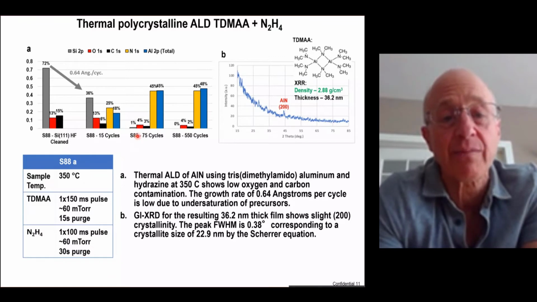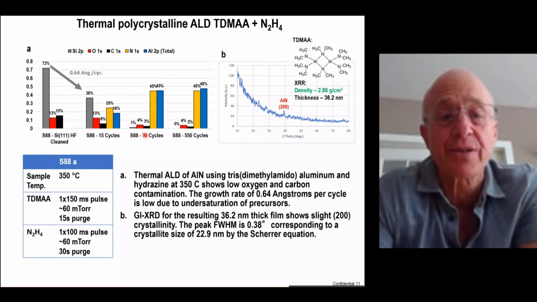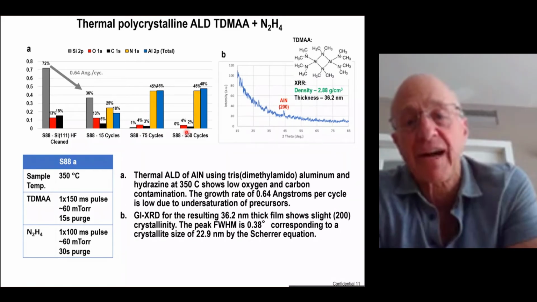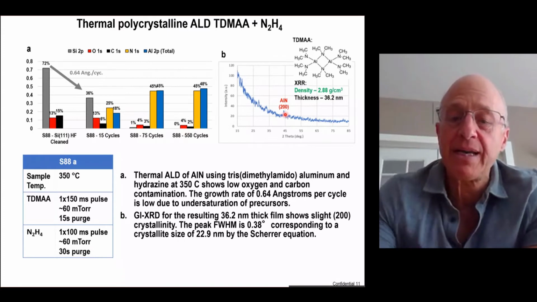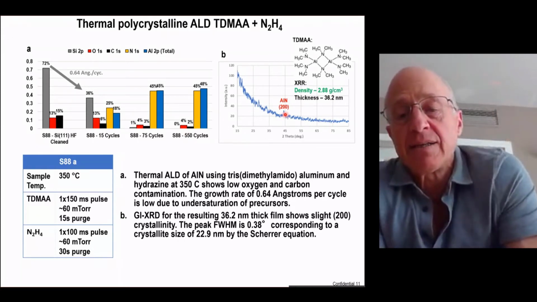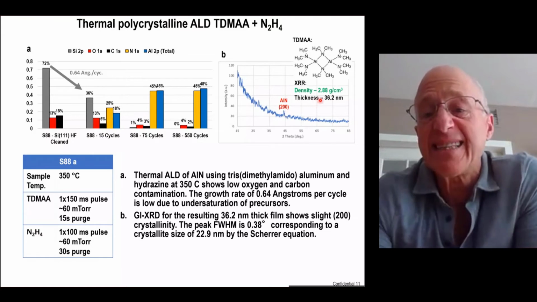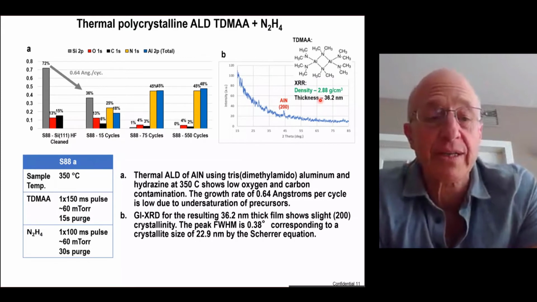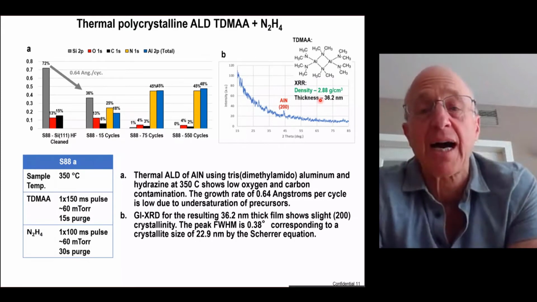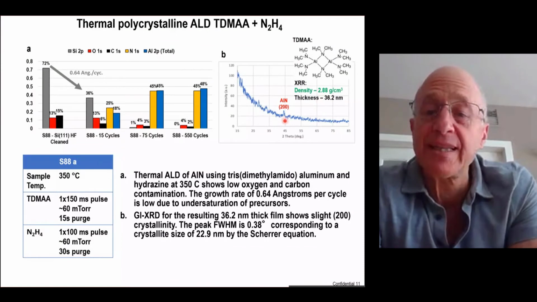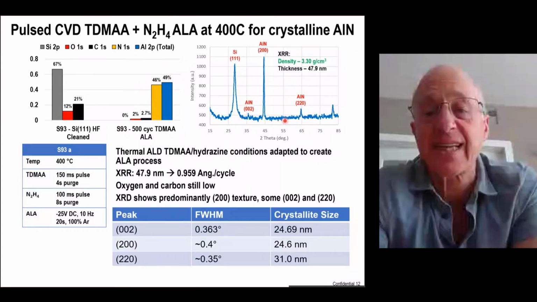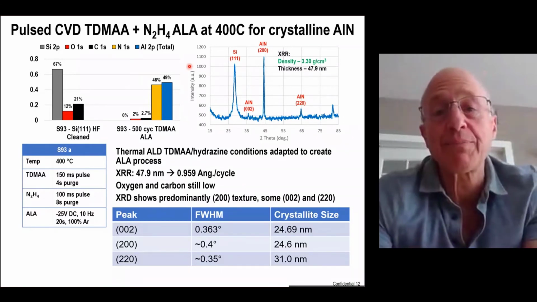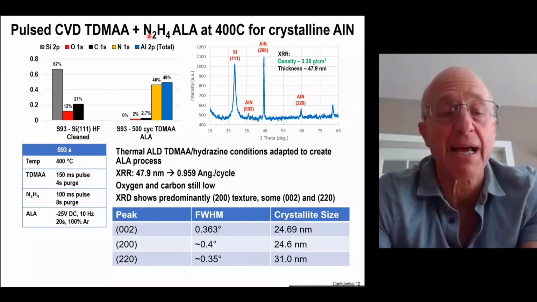You can see over here that when we put down about 100 cycles, we have about 4% oxygen on the surface, and if we do 550 cycles, we get more. But this is not sufficiently crystalline again. The density is slightly lower. So we decided to go to 400 degrees C and try the atomic layer annealing. So if you look at this XRD and compare it to the next XRD, you can see this is night and day.